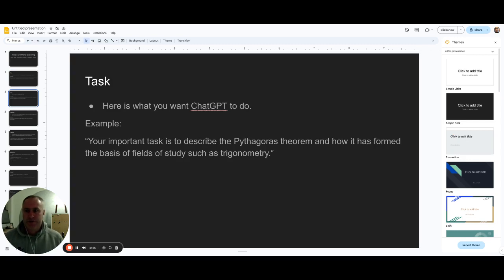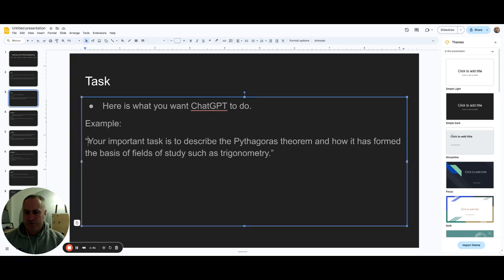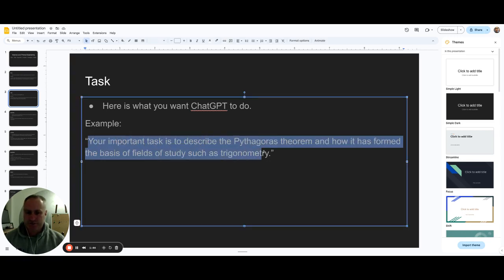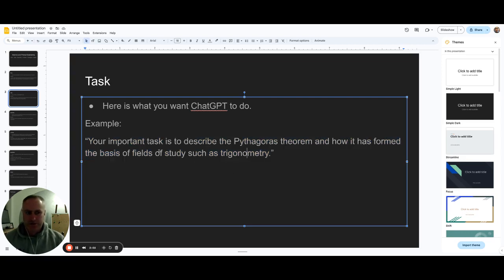Next one we've got is task, and this is kind of the obvious thing, and this is what most people would just type into ChatGPT as a prompt. Basically, you need to tell it what to do here, and your average person using ChatGPT would just say something simple like this: the task is to describe the Pythagoras theorem and how it has formed the basis of fields of study such as trigonometry. You could use that prompt by itself, but all these other bits and pieces put together will give you a much better result than just that by itself.